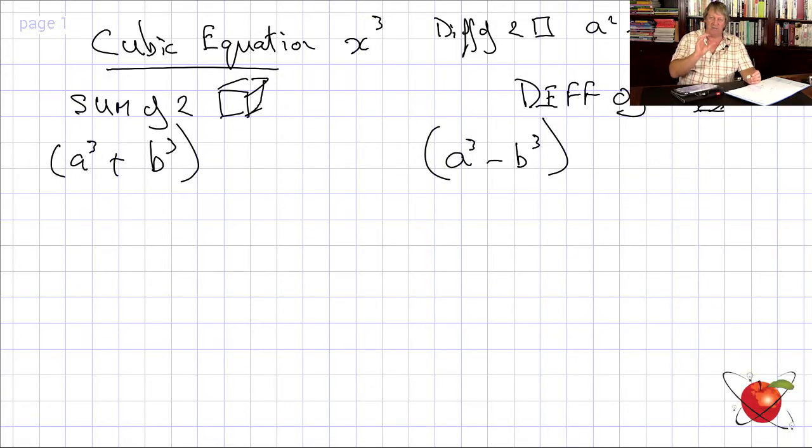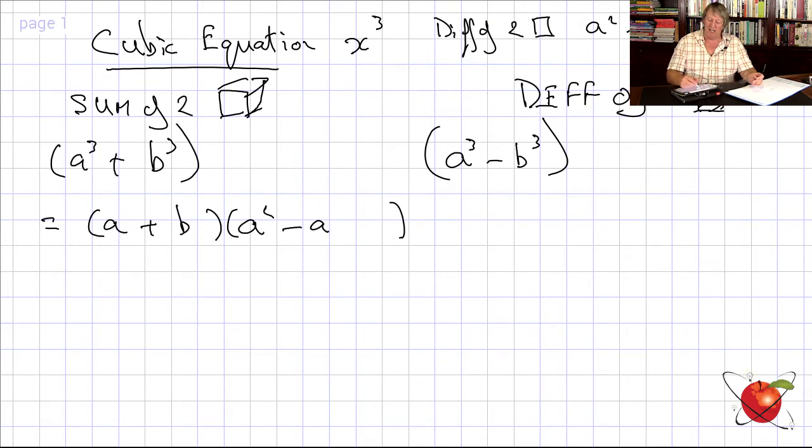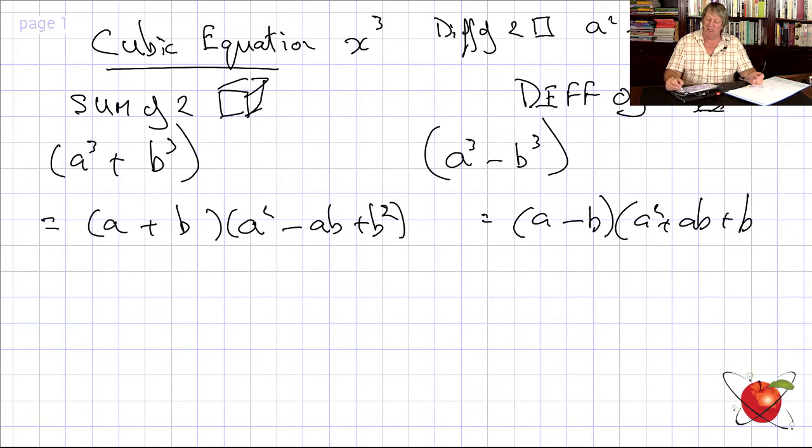Now, if we see something cubed plus or minus something else cubed, we've got a solution. It always goes like this. Basically, we've got a plus b, a squared minus ab plus b squared. This one always goes into a minus b, a squared plus ab plus b squared. And you're going, oh my goodness, I've got to remember that. Sadly, yes. But here's a little mnemonic for you.